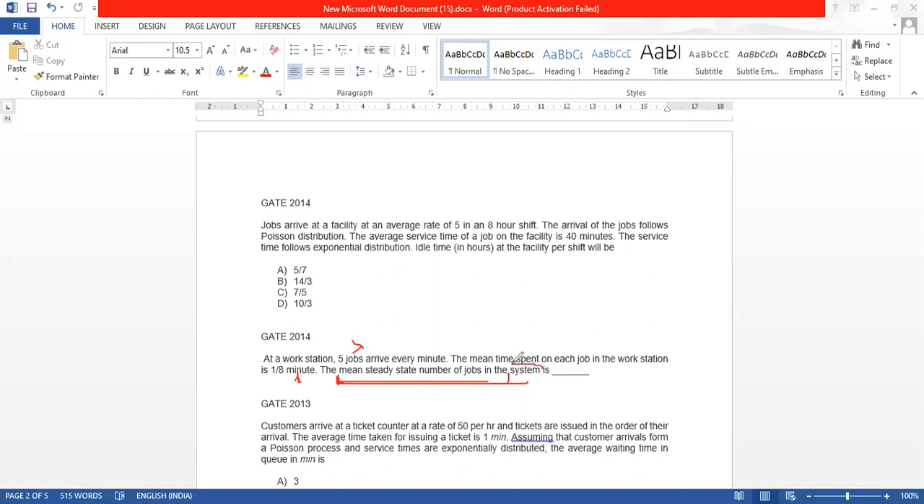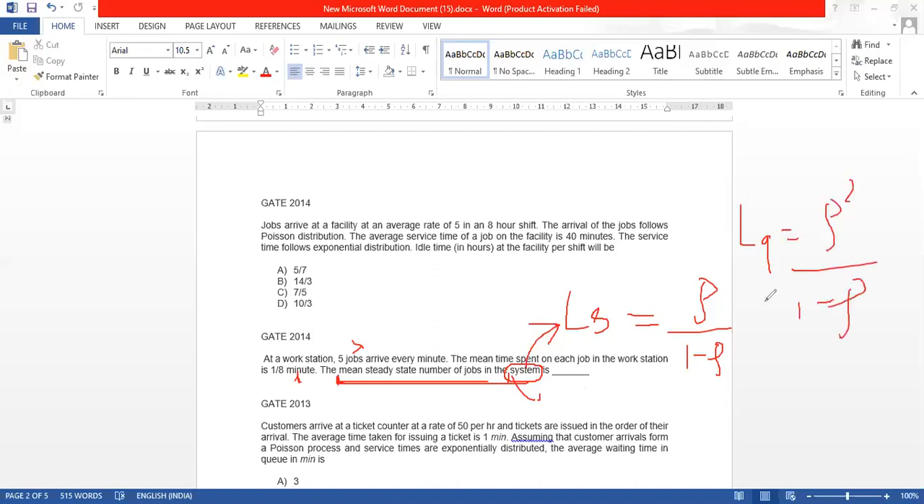It is talking about the system: number of jobs in the system, number of people in the system, number of customers in the system, number of machines in the system. This is the length of the system, Ls, that is given by rho by 1 minus rho. If Q had been written here, we would have had to find Lq, that would have been rho square by 1 minus rho. Clearly see the question, what is mentioned in the question.